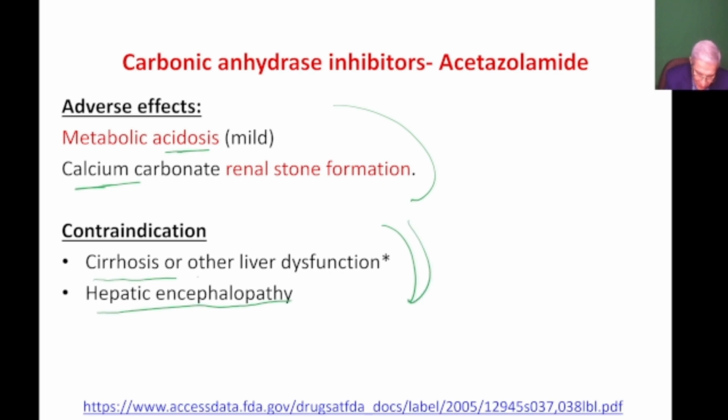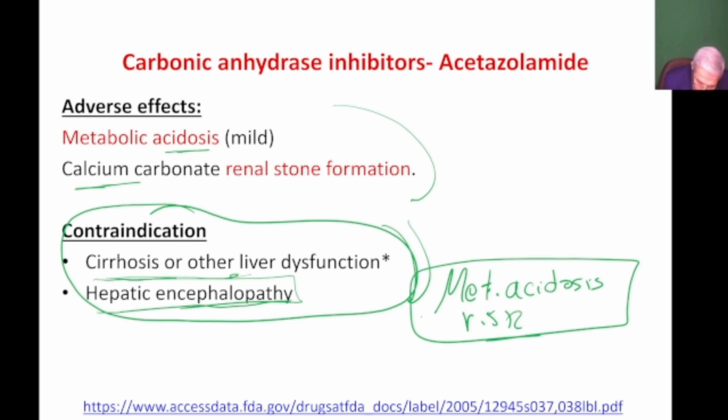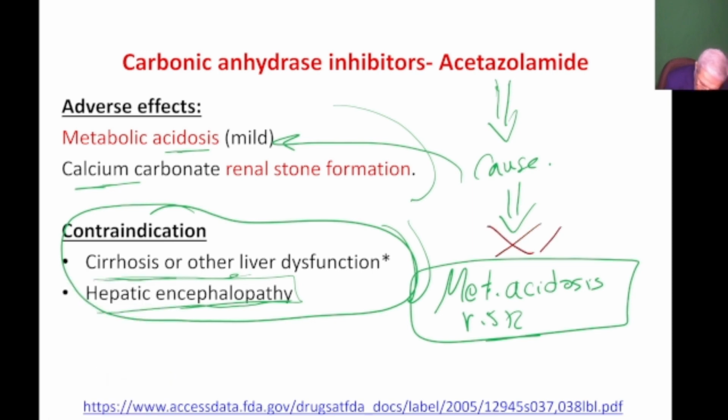The patient with liver disease, cirrhosis, or hepatic encephalopathy is at risk of metabolic acidosis. There is a risk of metabolic acidosis. Our medication causes metabolic acidosis. For this reason, we don't prefer to use it in patients with cirrhosis.